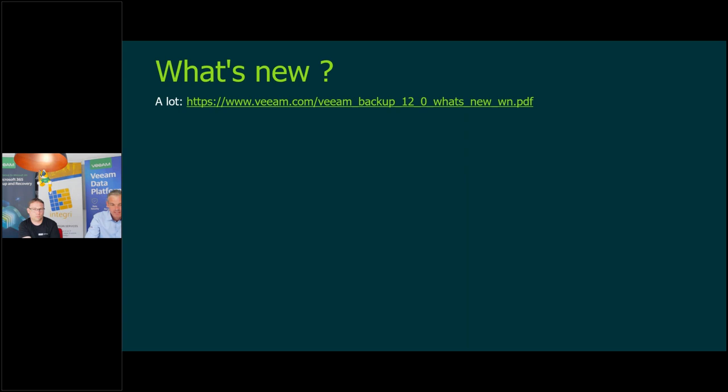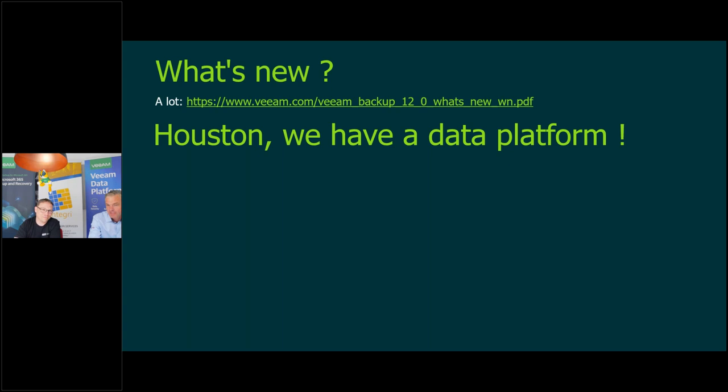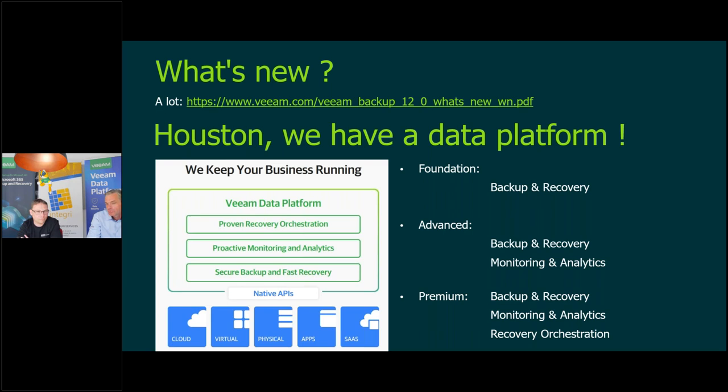First of all, we are talking about the data platform these days, and we have three flavors of it. We have the foundation, and things will stay the same. We still have backup and recovery, and that is the foundation, the base. The second flavor of our data platform is called the advanced version. And then, I'm talking about products, we are putting VBR together with Veeam One. You get all the nifty features, reports, follow-up, and forecasting from Veeam One, with the monitoring and analytics services, which are included in the Veeam One product. And together, it's the advanced data platform.